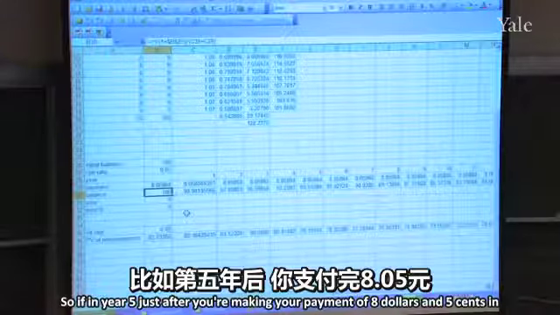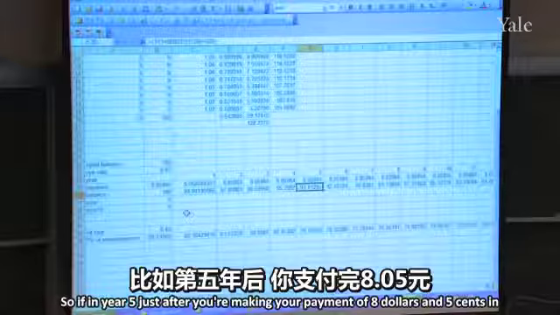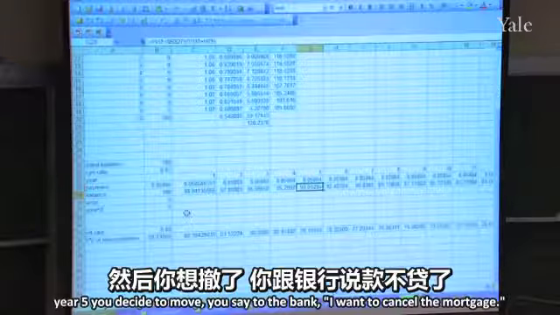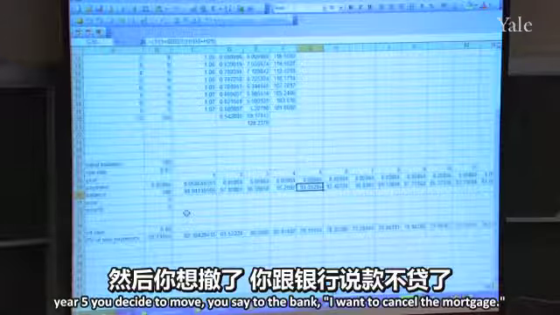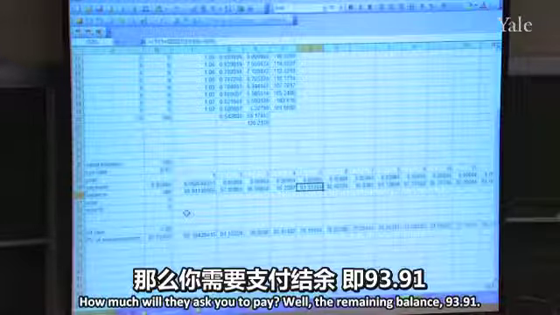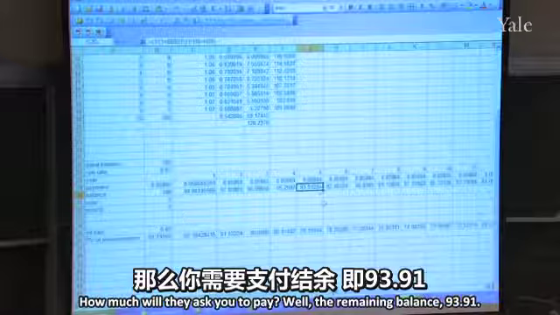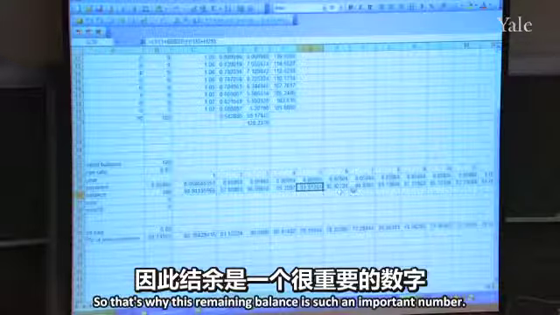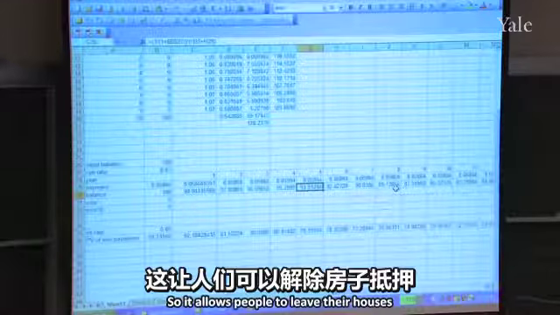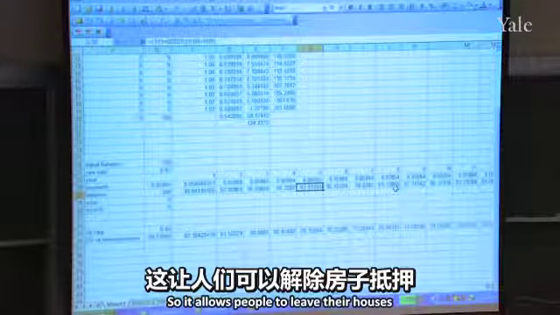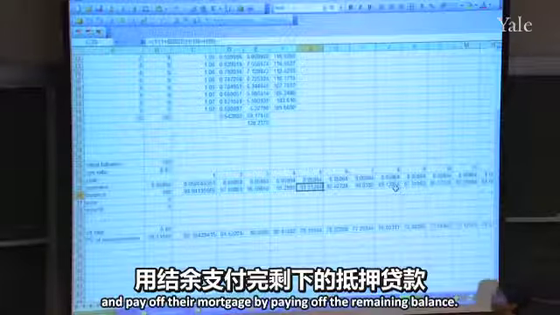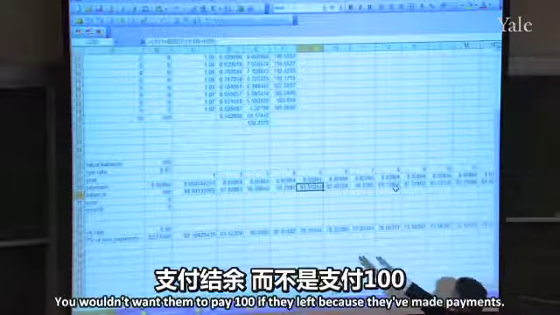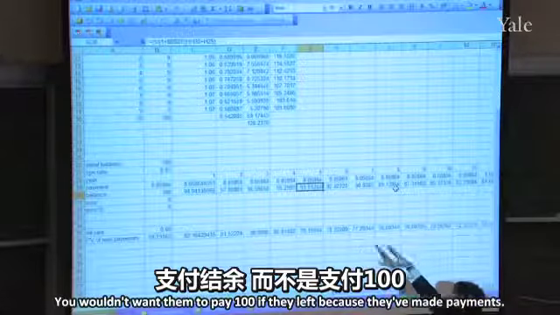So if in year 5, just after you're making your payment of $8.05, you decide to move, you say to the bank, I want to cancel the mortgage. How much will they ask you to pay? Well, the remaining balance, $93.91. Okay, so that's why this remaining balance is such an important number. It allows people to leave their houses and pay off their mortgage by paying off the remaining balance. You wouldn't want them to pay $100 if they left because they've made payments.